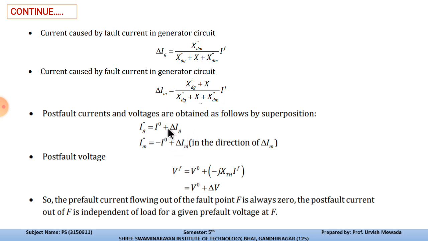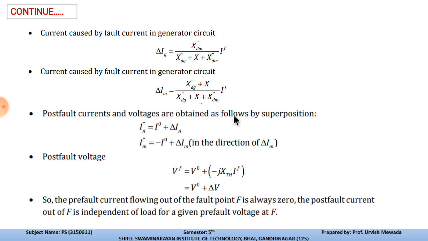From that we can determine the post-fault current of the machine and the voltages. This is for the generator, and for the motor, Im'' is equal to minus I raised to 0 plus delta Im, in the direction of delta Im. So the post-fault voltage V raised to F is equal to V raised to 0 plus or minus jXTH I raised to F. Here XTH is the Thevenin's reactance, the total circuit equivalent reactance. Due to this the voltage changes, and it is replaced with V raised to 0 plus delta V.